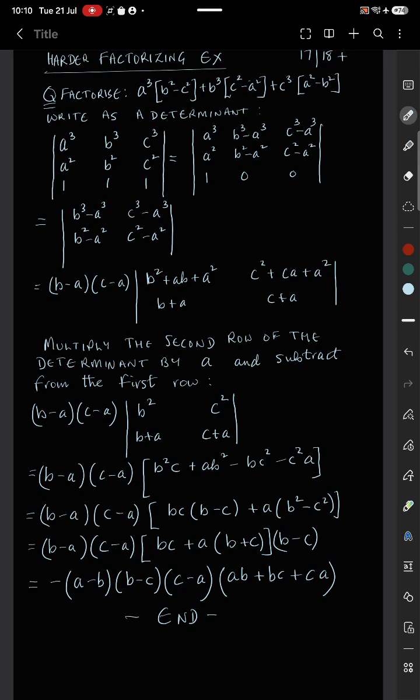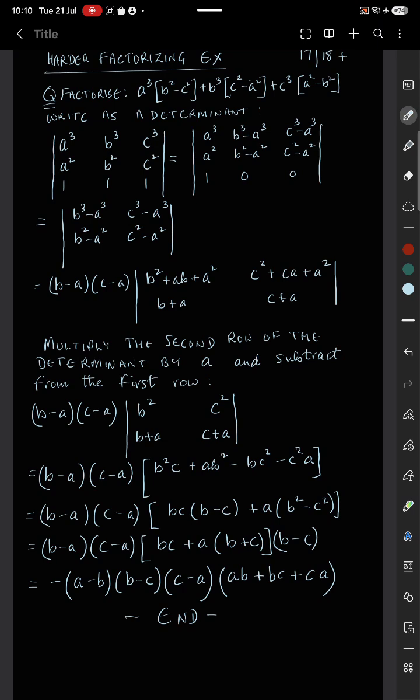Well, by factorising, we can take out the factors b minus a and c minus a, and that will leave us inside the determinant with b squared plus ab plus a squared, c squared plus ca plus a squared. That's the first row, and the second row will be b plus a and c plus a.